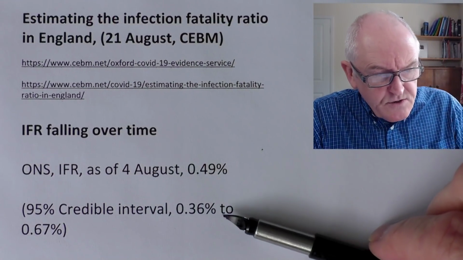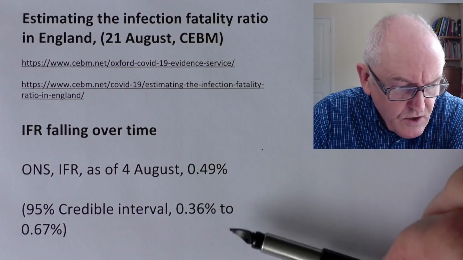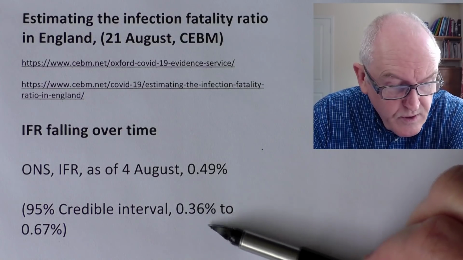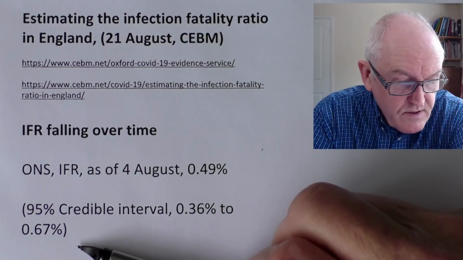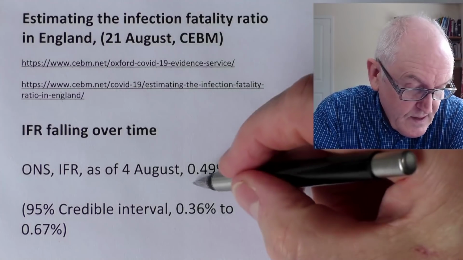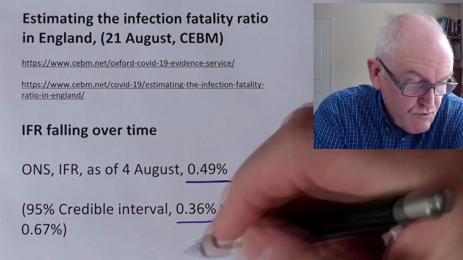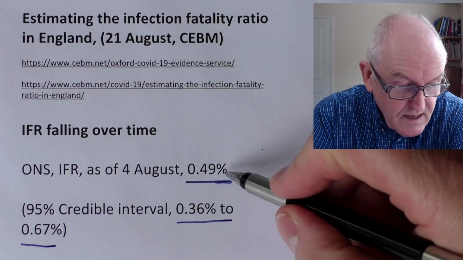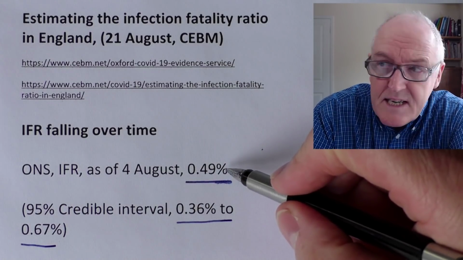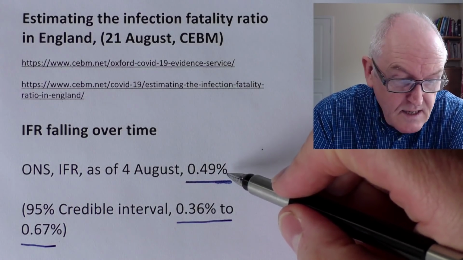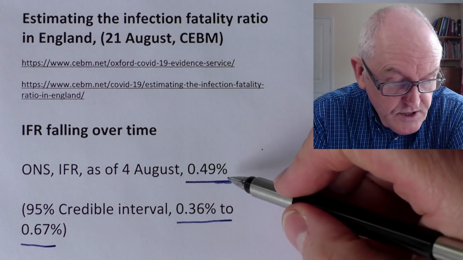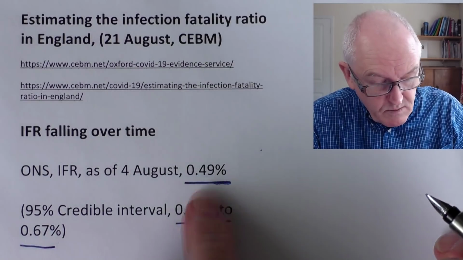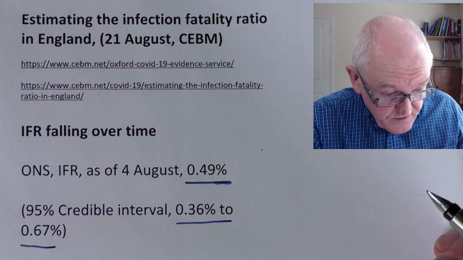And the Office for National Statistics are 95% sure that figure, that 0.49, falls between 0.36 and 0.67. That's what they think it is, and that's their possible range of what it could be. It's based on complicated, valid methodologies of analysis. So that's what they think, between that and that, but probably that. So that's from the Office for National Statistics.